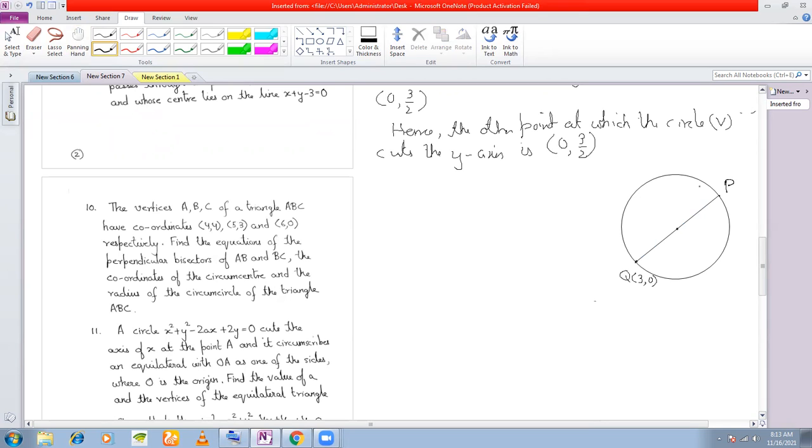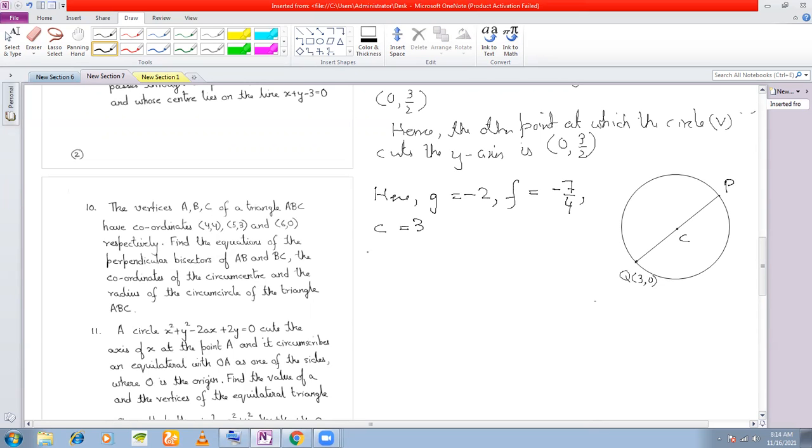In order to find out the coordinates of P, we first need the coordinates of the center, right? Now we have already found out the values of G and F here, isn't it? Earlier we had found out G to be minus 2, and we had found out F to be minus 7 by 4, and we had found out C to be 3. Okay, these 3 we have found out.